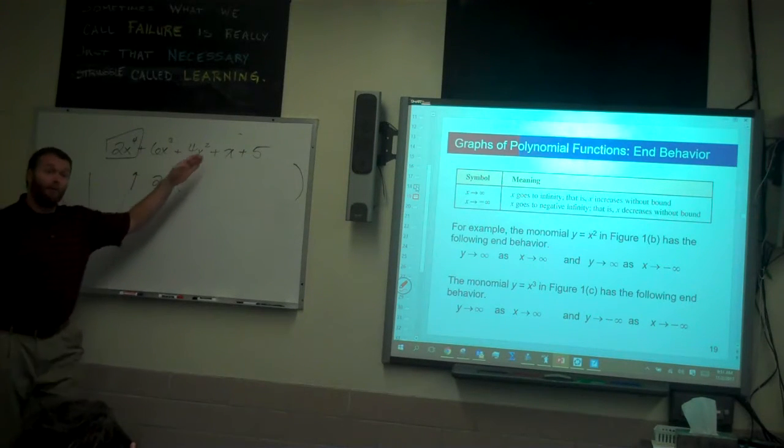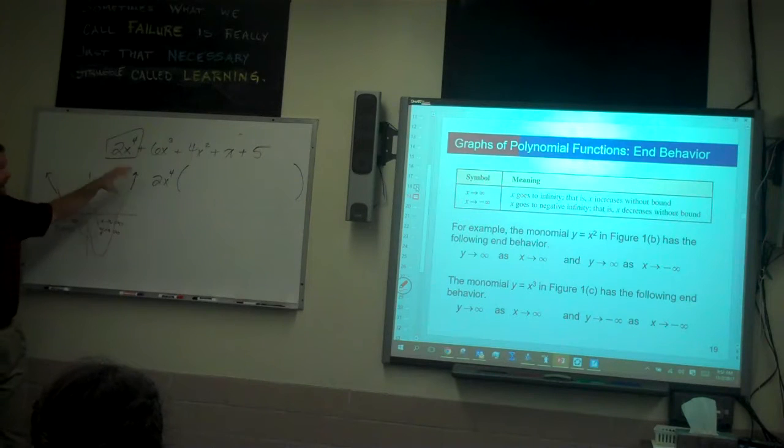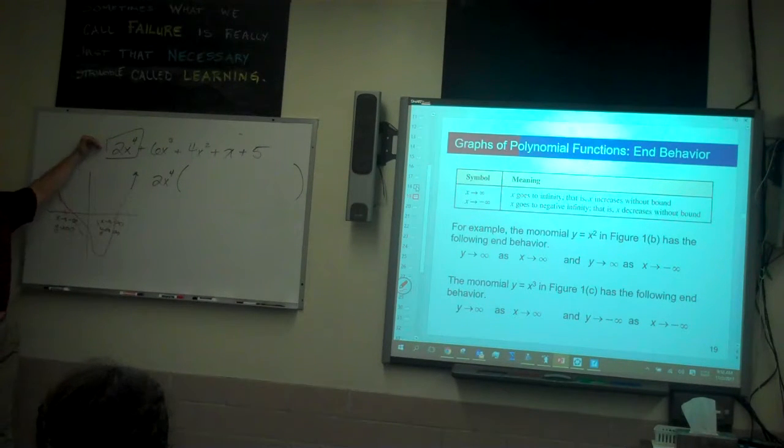Well, when I put this back in, I'm multiplying, right? So when I'm taking it out, I'm dividing. Okay? So I'm going to rewrite this just by factoring out 2x to the 4th from every term. So I'm going to divide every term by 2x to the 4th.